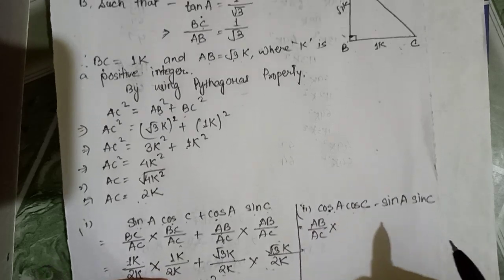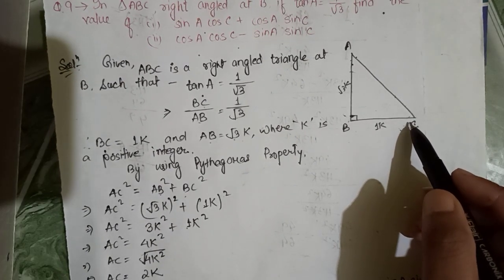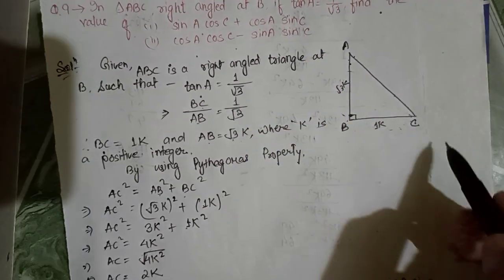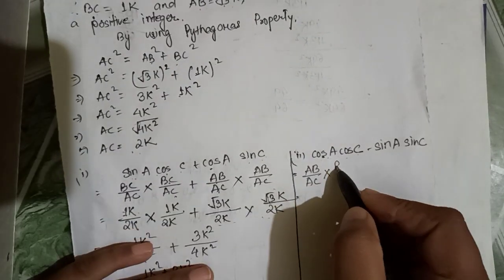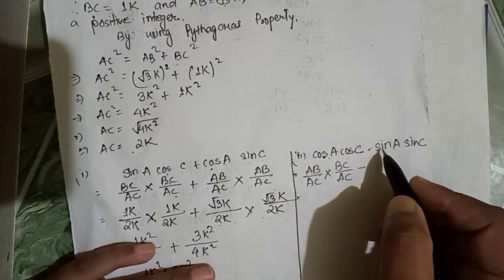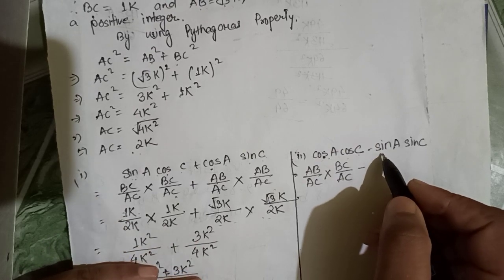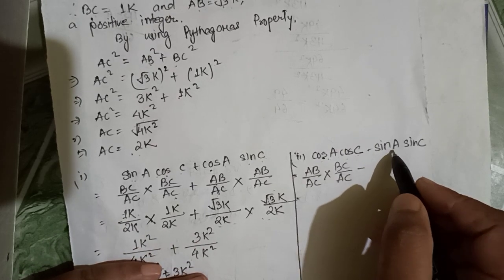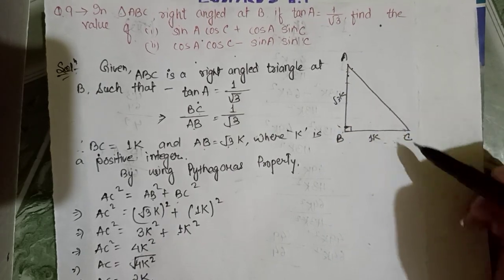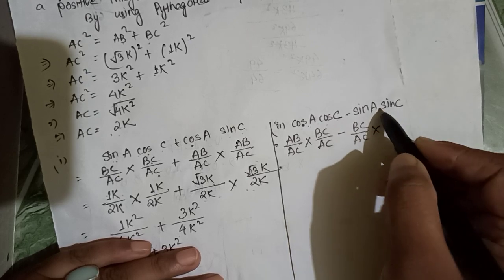From C we have to look now. Again we need cos, cos will be adjacent. If I look from C, adjacent will be this nearest side, it is BC, hypotenuse is AC, BC by AC. Minus sign. Sin A now. We have to look from A and we have to put the formula for sin. Sin is opposite by hypotenuse. From A if I look, opposite will be BC, hypotenuse will be AC, BC by AC into sin C.